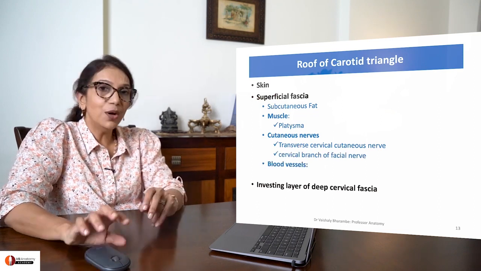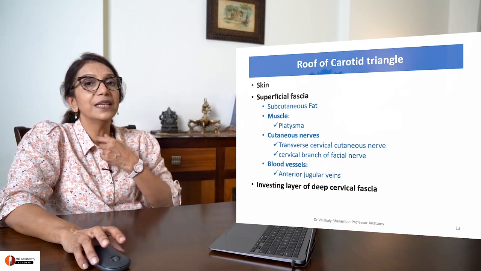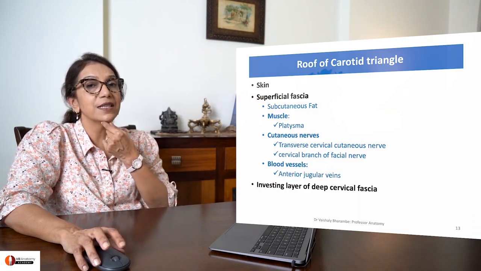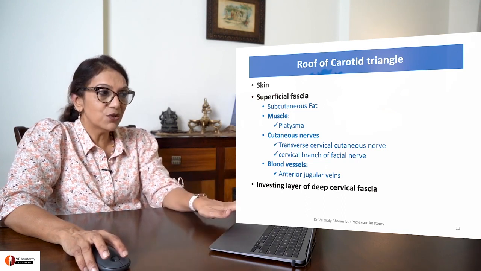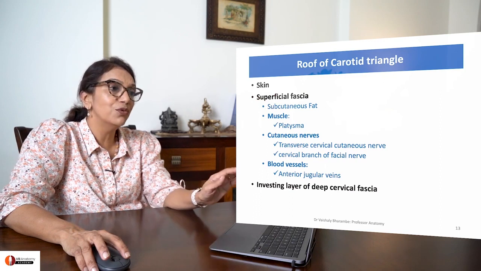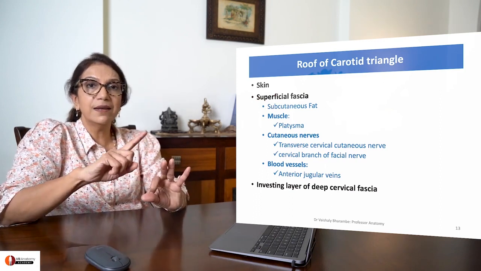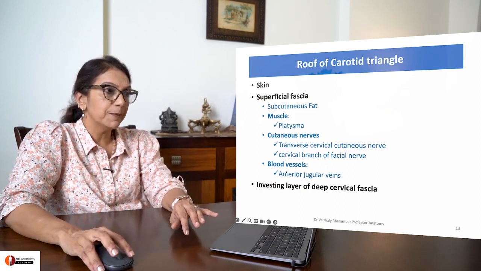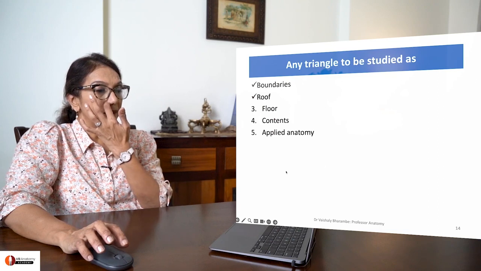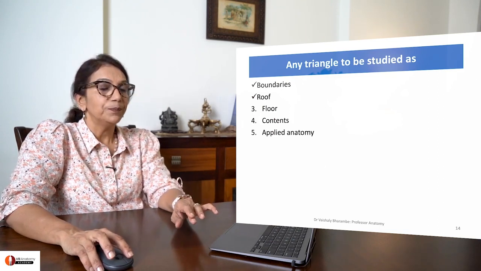Yes. Then you have blood vessels. Now here note, there are two veins you find in the midline, anterior jugular veins. Okay, these you have to especially take care of. So these are the structures you found forming the roof of carotid triangle: skin, superficial fascia and its contents, and then the investing layer of deep cervical fascia. So now we're done with the boundaries, we're done with the roof. Shall we go to the floor?